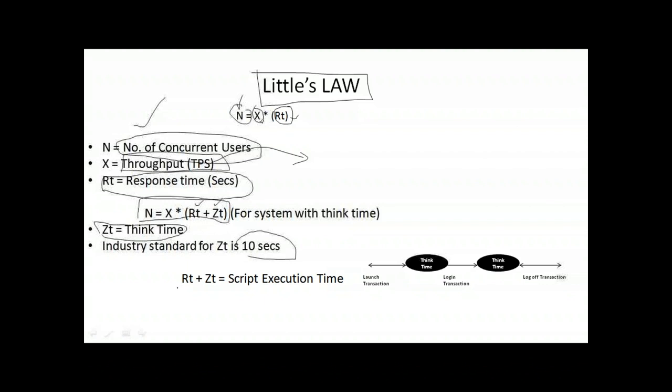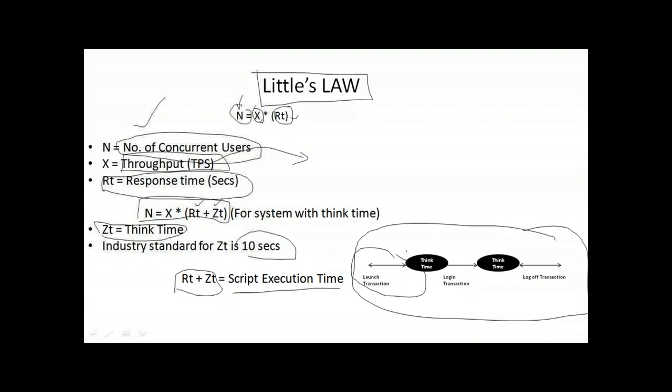Watch carefully. Why am I calling RT plus ZT the script execution time? We have been taking this example of the login script. In the login script we have a launch transaction, think time. The launch transaction is a response time. This is the think time. This is the response time for the login transaction, think time. Then you have the response time for logout. If you add all of that, what do you get? The script execution time, for the whole script to execute.